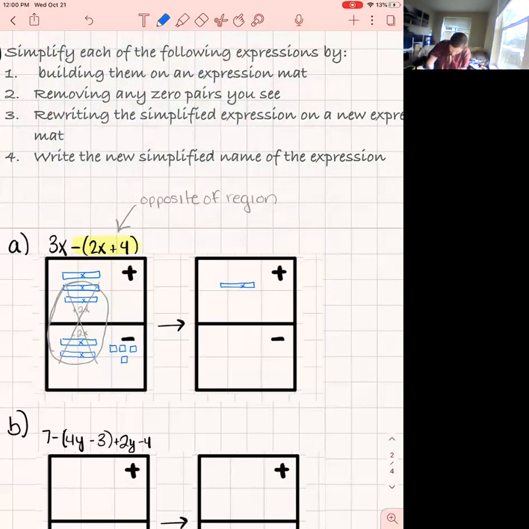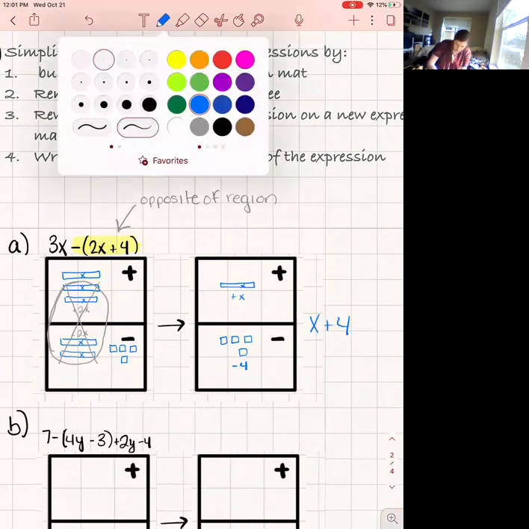So your new drawing should have looked like this. You had an X tile left over and you didn't touch your 4 units. This is plus X, and this is actually minus 4 because those positive tiles are in the opposite of region. So this guy's name should be X plus 4.